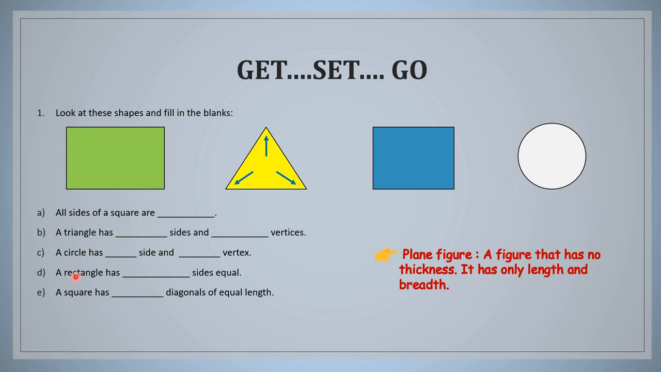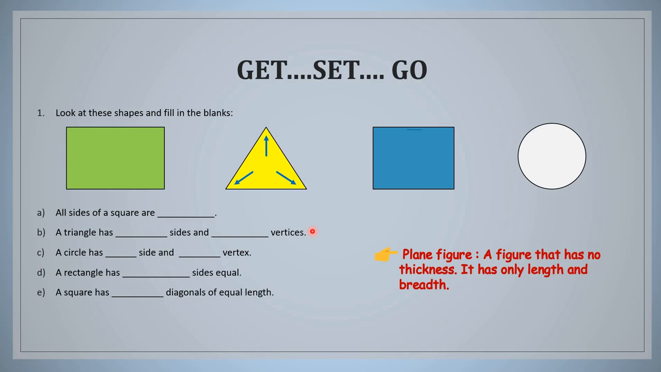The first question is, look at these shapes and fill in the blanks. So we are given different shapes here, as you can see: rectangle, triangle, square and circle. So we have to observe these shapes very carefully and answer the questions given to us. So the first sentence is, all sides of a square are dash. So they are asking us to first observe the shape, that is a square. So what are all sides of a square?